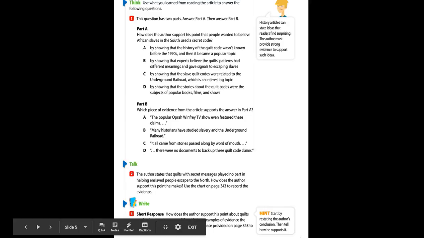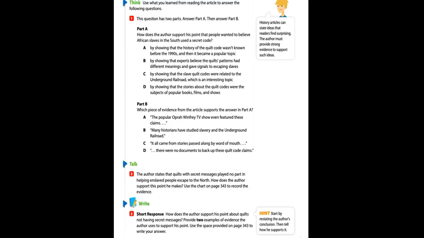So now what I want you guys to do is look at these questions. I'll read them. The answer will pop up. You'll have to answer these questions in the spiral lesson as well. Here's the first question about what we just read. This question has 2 parts. Answer part A, then answer part B. How does the author support his idea that people wanted to believe African slaves in the South used a secret code?